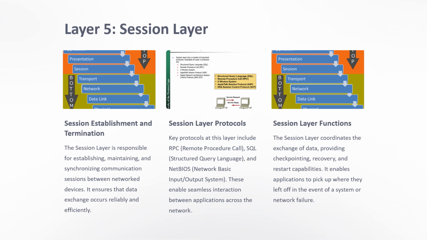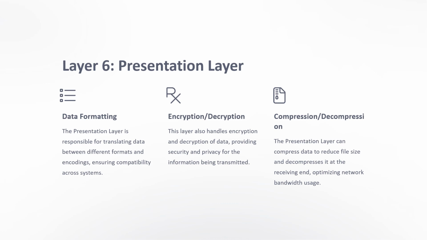Now the next layer is the presentation layer. It is the sixth layer in the OSI model, and it handles the translation, encryption, and compression of data. It translates the data between the format used by the application and the format used by the network. The next function is data compression. It compresses the data so that it can be forwarded easily.